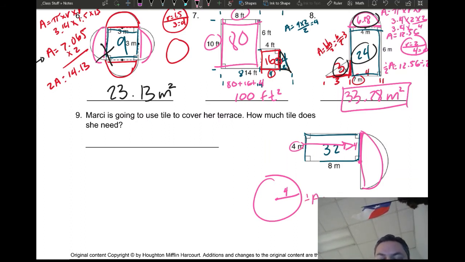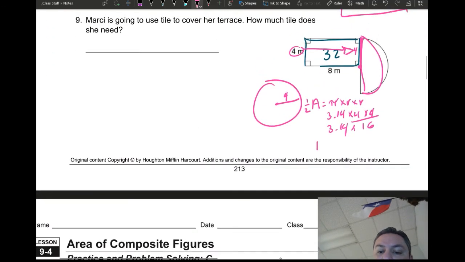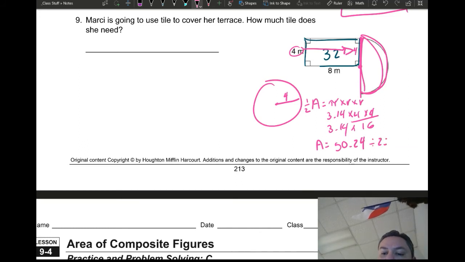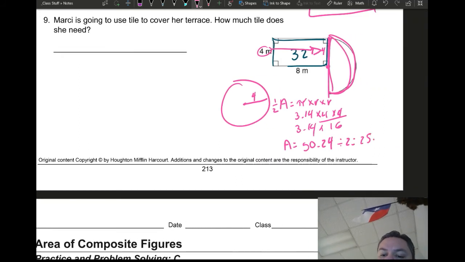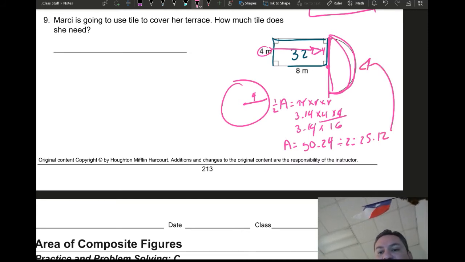A equals, remember, it's going to be half the area. It's pi times radius, 3.14 times 4 times 4. This is 16 times 3.14. 16 times 3.14 gives you 50.24. So the area for the whole circle is 50.24. But you only have half a circle, so divided by 2, which is 25.12. So this right here is the area for that semicircle.